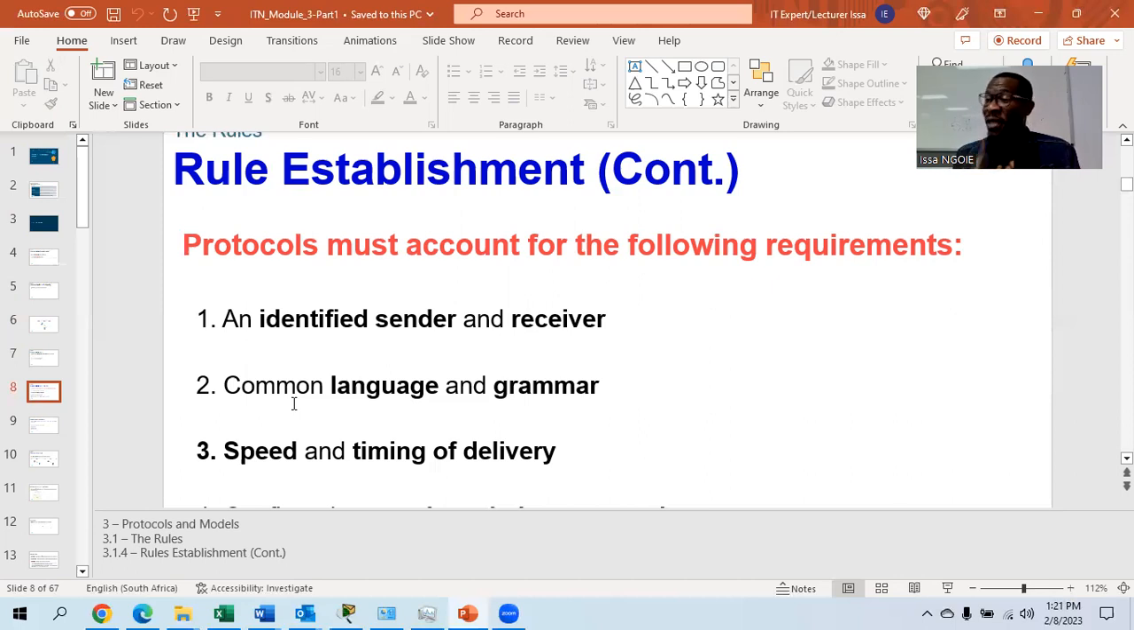Number one, must be able to identify the sender and the receiver. Number two, a protocol must use the common language and grammars. Protocols must have a common agreement, like in terms of speed and timing of delivery, right?